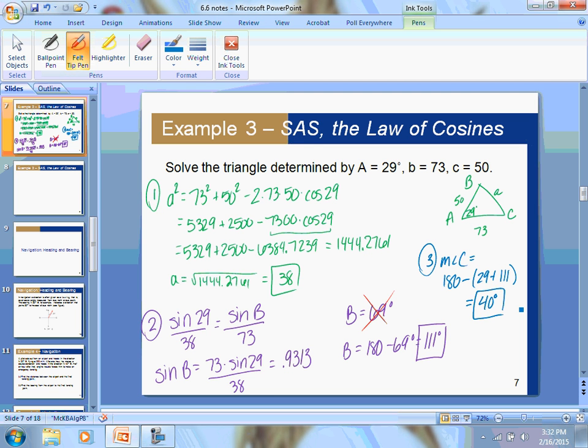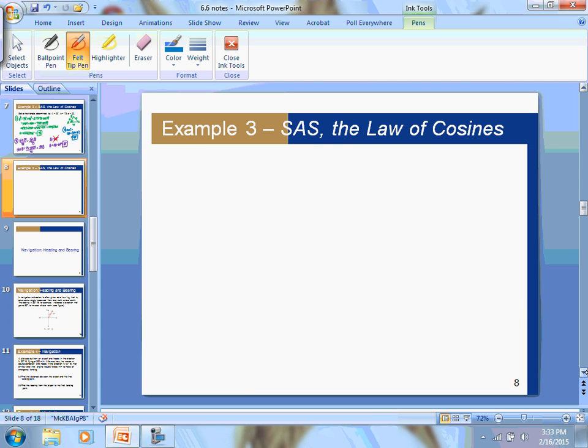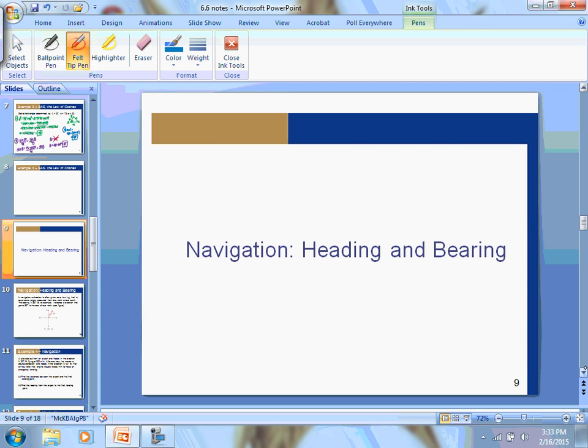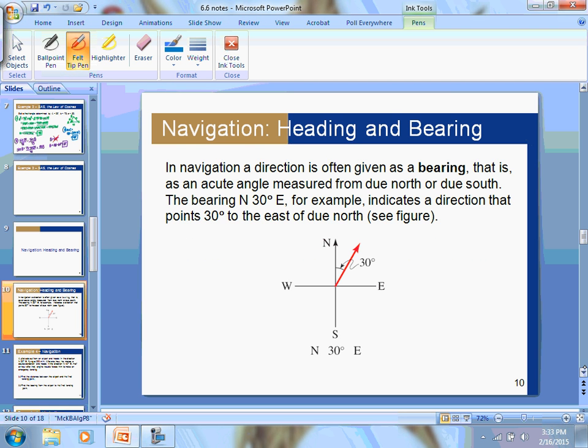So you've got one application for each where you're dealing with the side, side, side, or the side angle side for the law of cosines. Okay, so now let's take a look at 2 application problems here. This first one is with navigation, and this is kind of cool, okay?